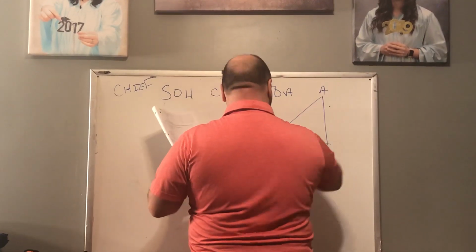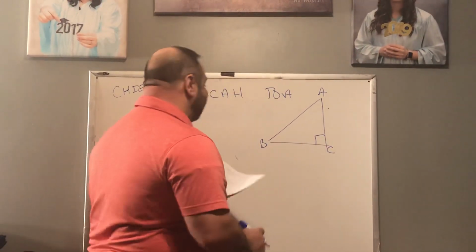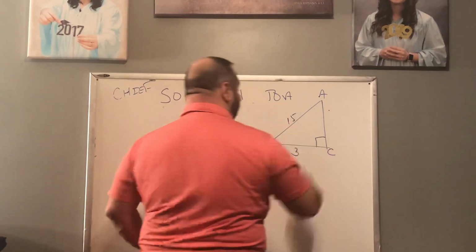We've got angle A, triangle ABC. There's our right angle there. Okay, if BC equals 3 and AB equals 15.